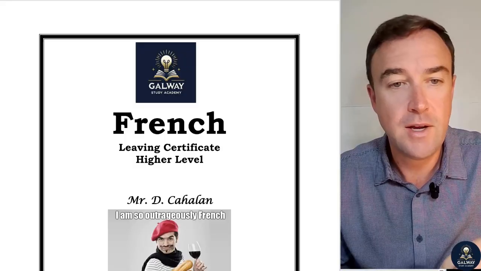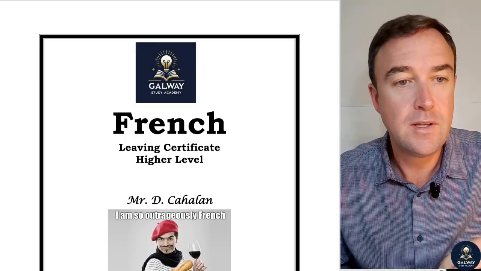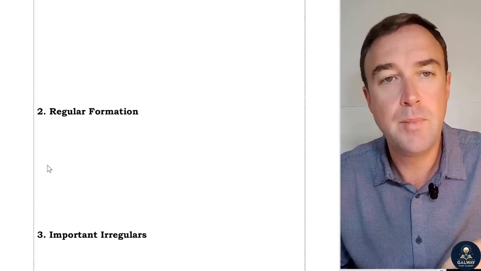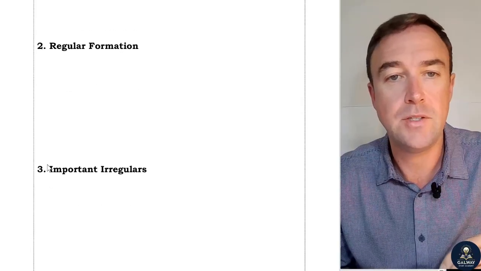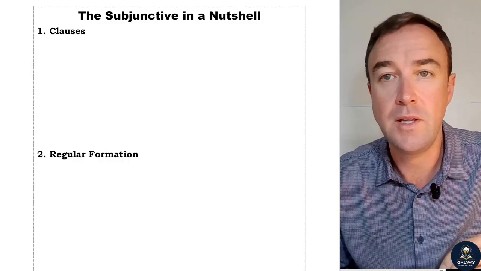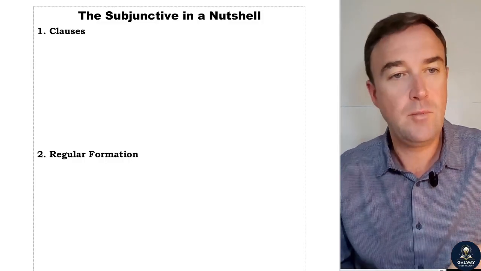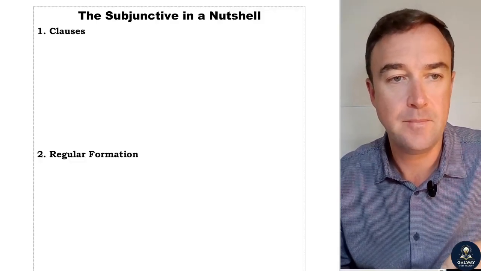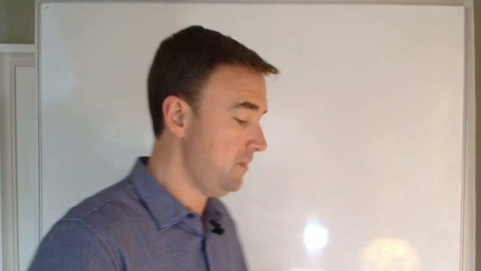Now, if you have a quick look at your handout, just inside the cover, I've got a grid with the subjunctive in a nutshell. There's three parts to it: the clauses, the regular formation, and the important irregulars. I'll explain as we go what each of those means. So the first thing we'll do is have a quick look at the whiteboard. If you have your pens at the ready, let's start filling this in. First of all, I'm going to give you 6 subjunctive clauses that are very easy to learn and very common. Now, you don't see the subjunctive without a subjunctive clause.